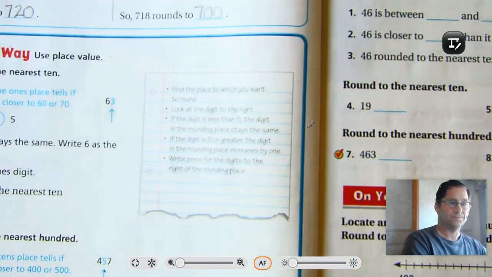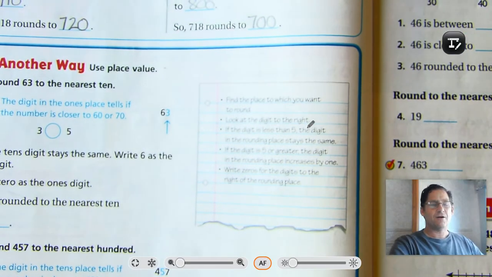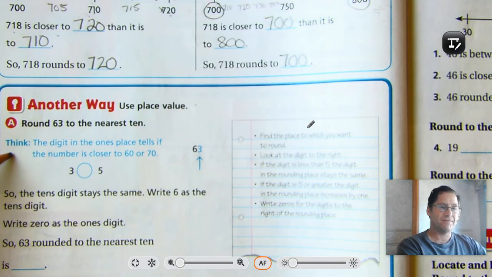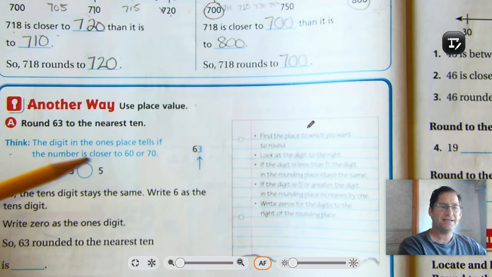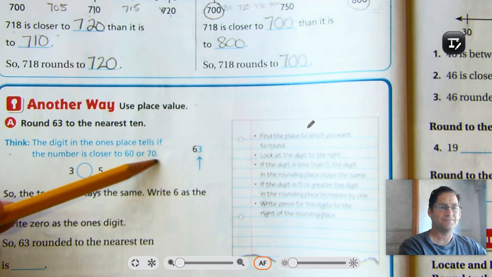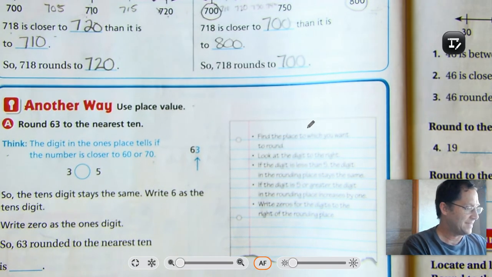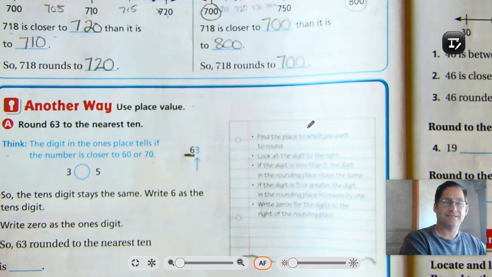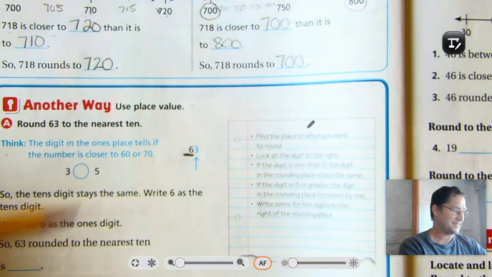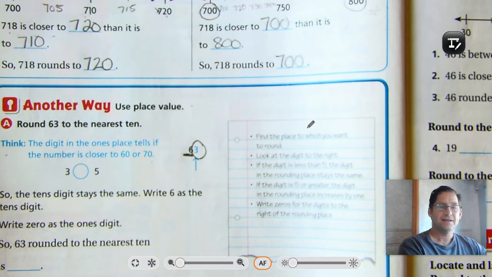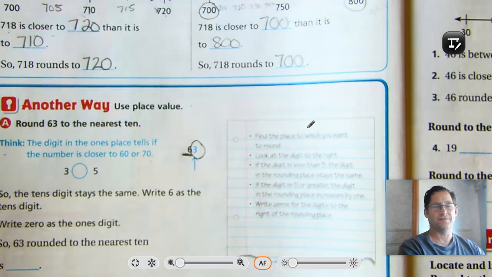So let's take this and look at our first example. In our example, it says round 63 to the nearest 10. And then we have a think box, and it says the digit in the ones place tells if the number is closer to 60 or 70. So the digit we want to round to is the 6. The 6 is in the tens place. We have 6 tens in this problem. The digit to the right, the 3, tells us whether we're going to go up or down with the tens place.